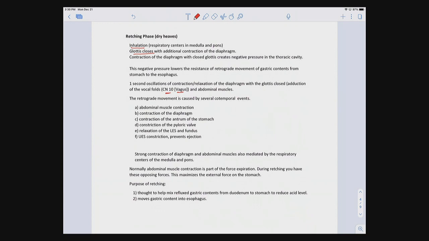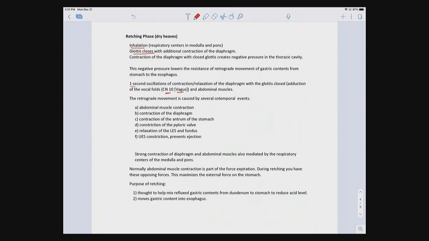At the same time, during this first retch, or this first dry heave, I'm going to have, again, contraction of the diaphragm, but then I'm also going to be having a contraction of the abdominal muscles, and this little cycle is going to be in about 1 second oscillations.